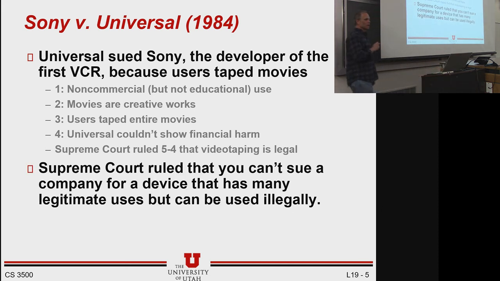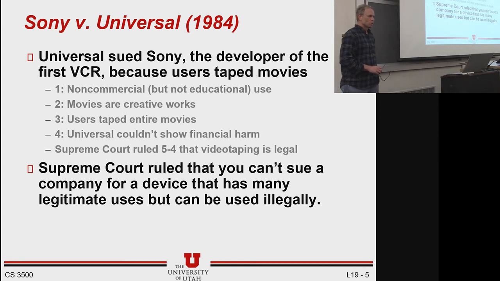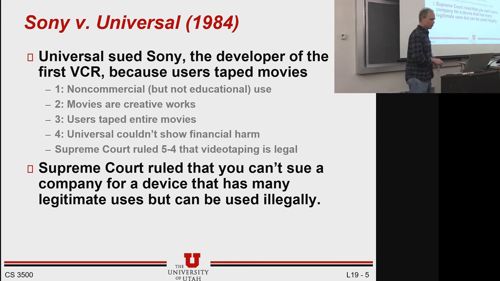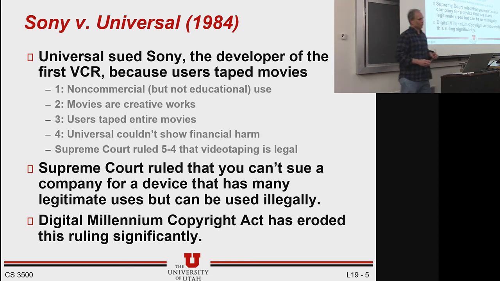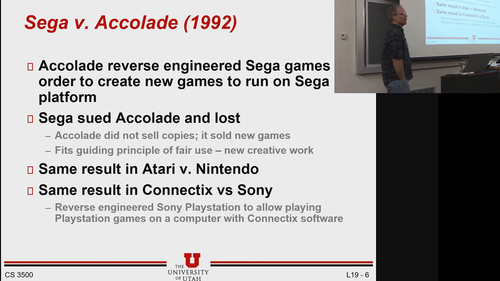So the VCR undeniably had illegal uses. But the Supreme Court ruled that you can't sue a company for a device that has many legitimate uses on the basis of some illegal use. So that was 1984. This changed, by the way, at the end of the last century. A new Copyright Act affected that ruling. This was a case in 1992 involving video games.